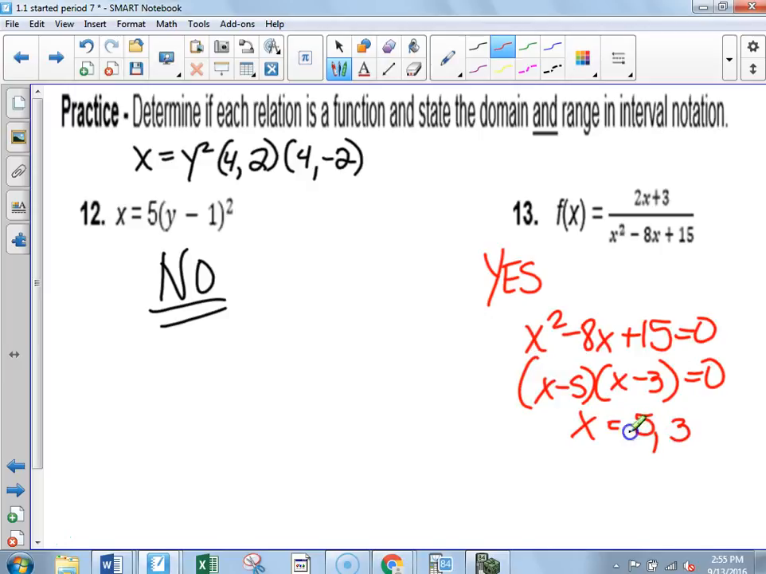Okay. Are 3 and 5 the domain? Those are the exceptions, right? So can anybody tell me that in interval notation? That's a hot mess. Negative infinity to 5. Nope. Least. Oh, 3.